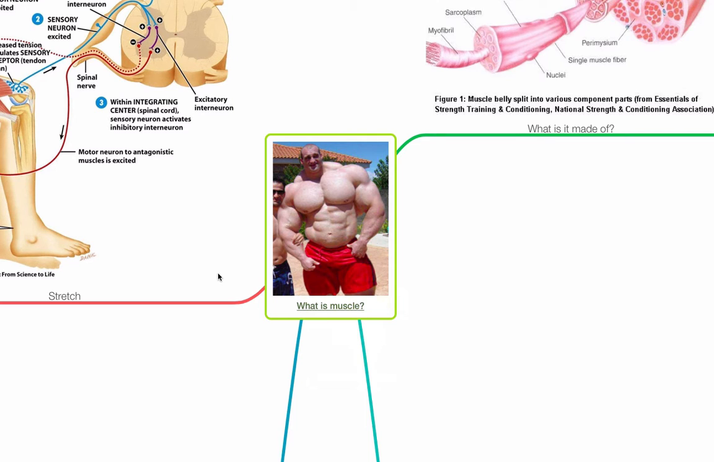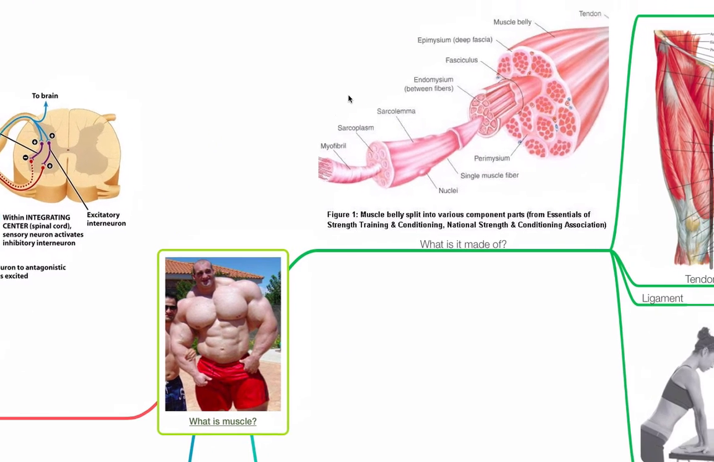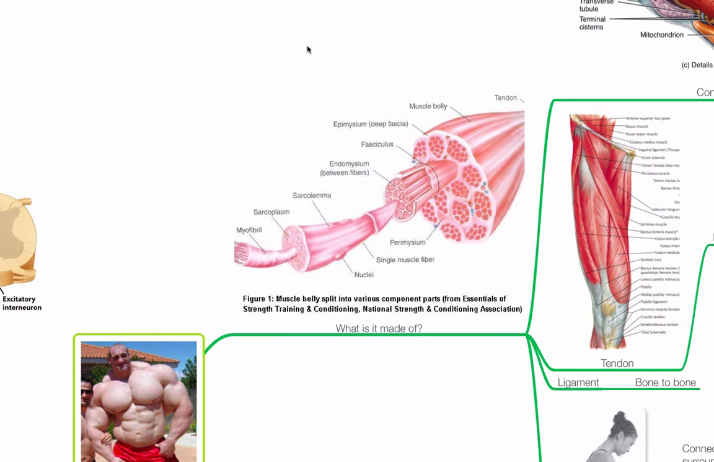So what is muscle? Here is a picture of me as an example, and there are actually three types of muscle. We're interested in skeletal muscle here. The other types are smooth muscle, like the small intestine, and cardiac muscle, like in the heart. The purpose of skeletal muscle is to connect two moving parts of the skeleton together so that you can move them under your conscious or unconscious control. And this is what it's made of.